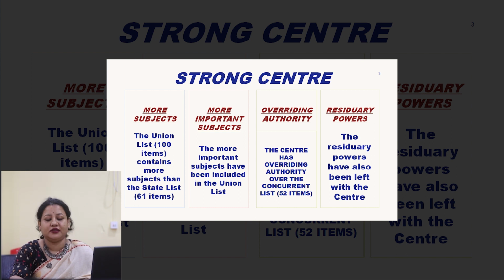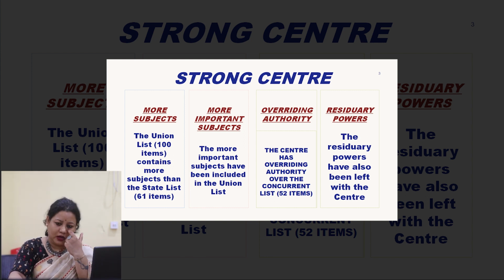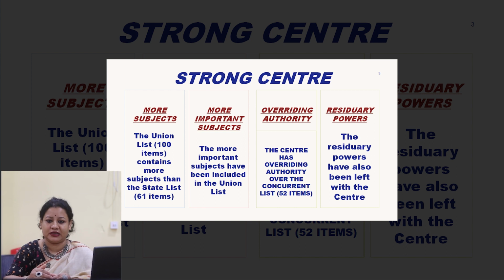Fourth point, the residuary powers have also been left with the central government. Residuary powers means those powers which are not included in the union list, state list, or concurrent list. The residuary powers are not mentioned or listed in those lists. On those subjects or areas, the central government is powerful. So if you see the four points that I have just told you, the central government becomes more powerful, right?